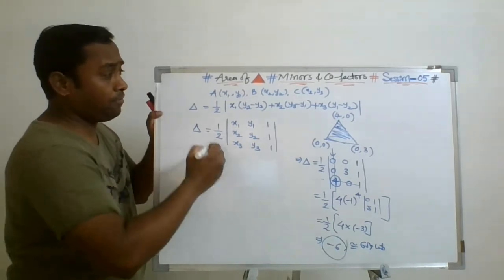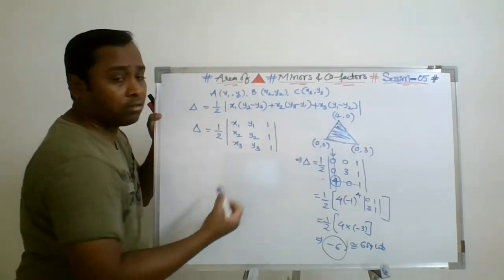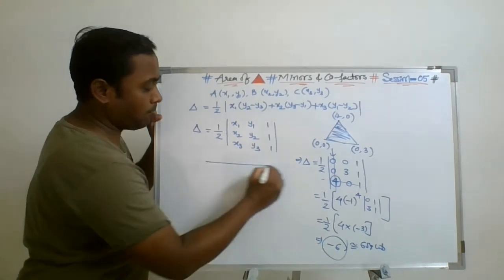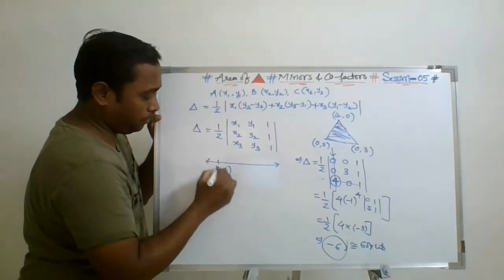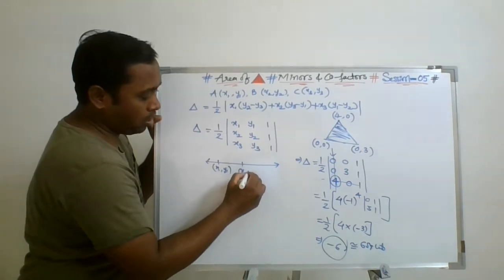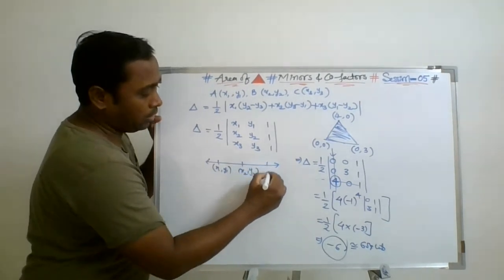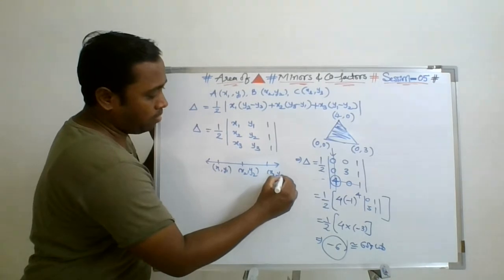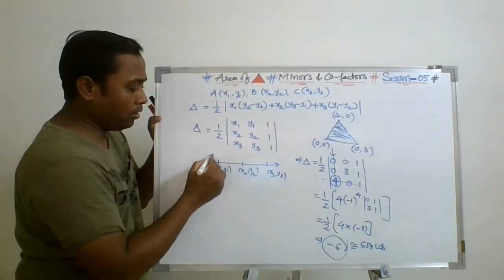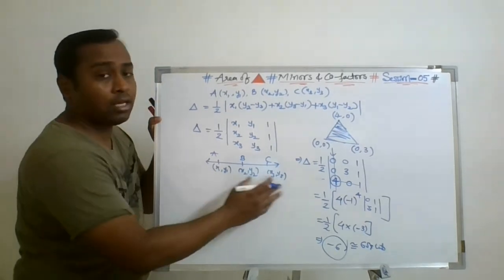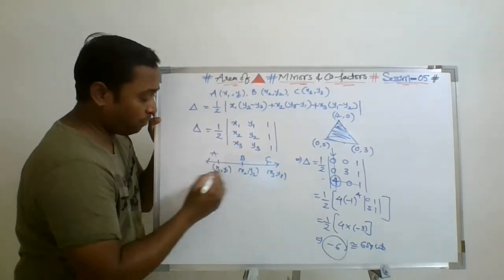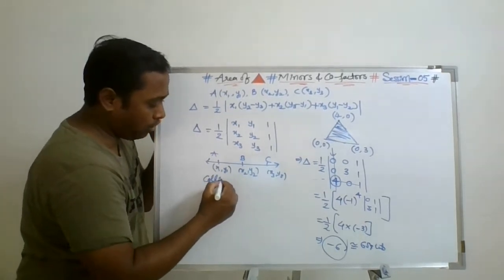You know that if these 3 points are on the same straight line, let us say x1 comma y1 and x2 comma y2 and the third point x3 comma y3. If all the three points, three coordinates are on the same line, then they are called collinear points. These are called what? Collinear points.